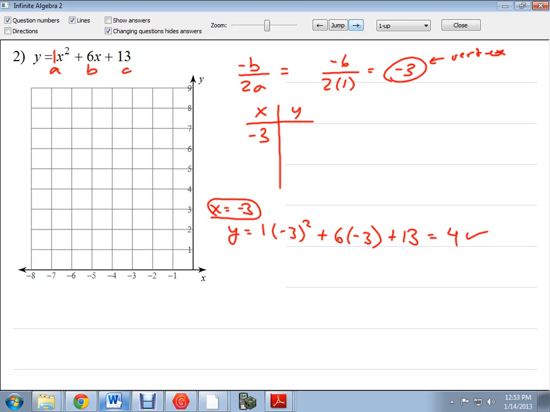I couldn't plug it into this one, could I? Plug it into this one? So when I say, yeah, you can plug it into that. When you say negative 3 goes in, positive 4 comes out. This is one of the points. The important point is the vertex. Negative 3, positive 4. So this is the vertex right here. That's what we just calculated.